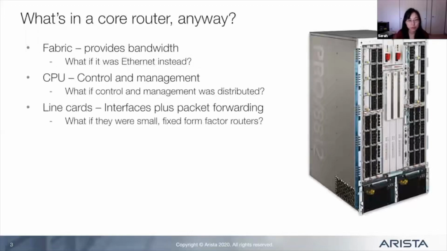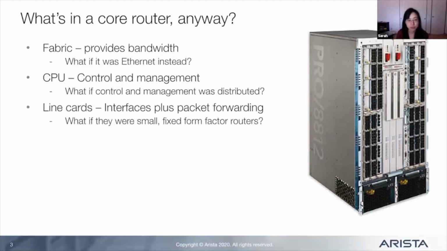So what do we need to do? What do we need to build a core router anyway? First, we need a fabric, which provides the bandwidth. Then we need the CPU for control and management. And we also need the line cards for interfaces and packet forwarding.